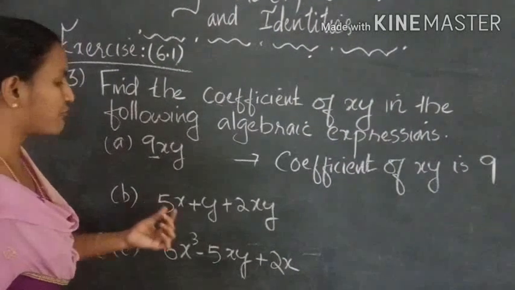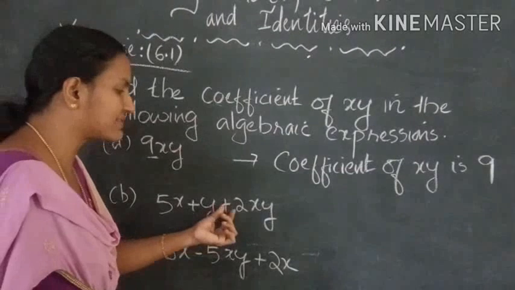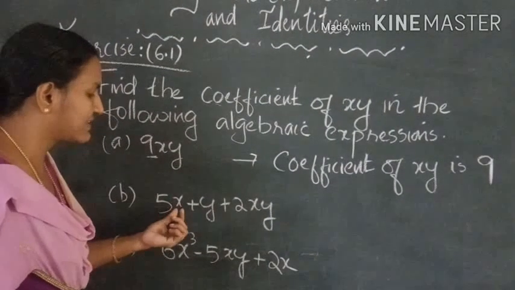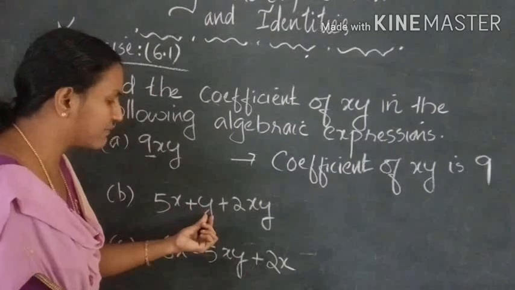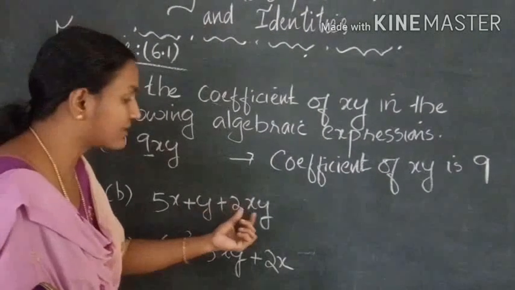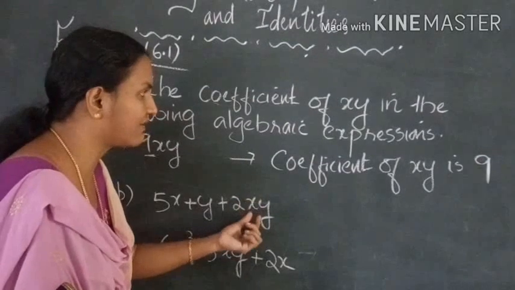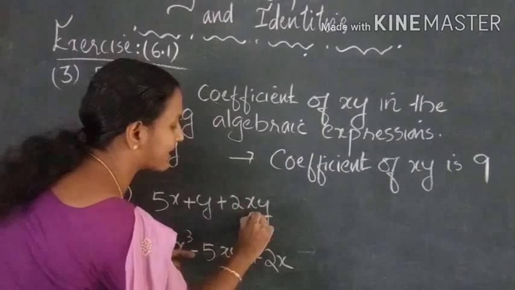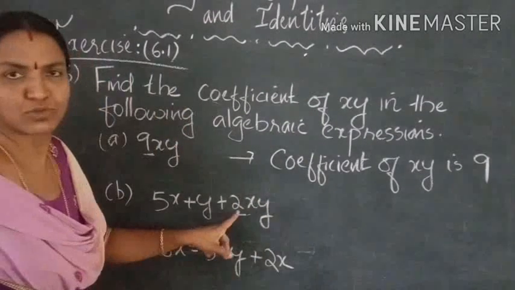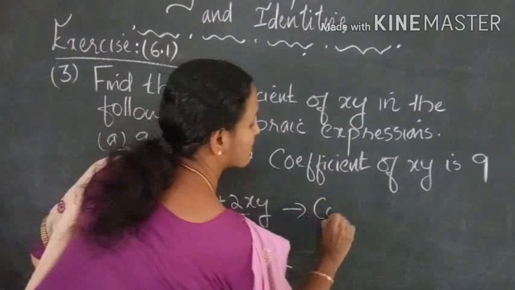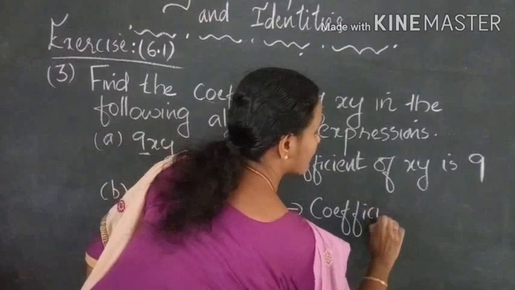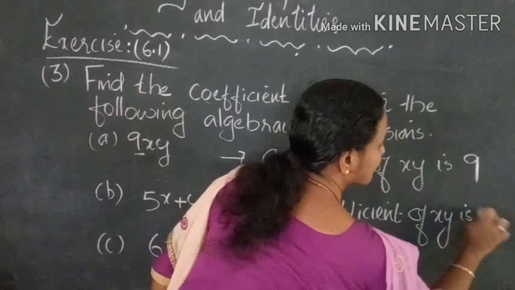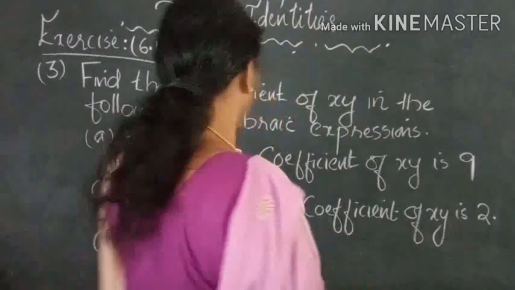The next option, 5x plus y plus 2xy. In the first term 5x, the variable is x. Second term y, the variable is y. In the third term 2xy, the variables are x and y. So, we have to find out the coefficient of xy. The coefficient of xy is 2.